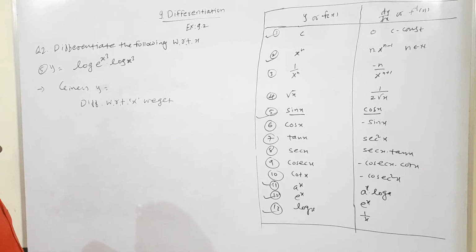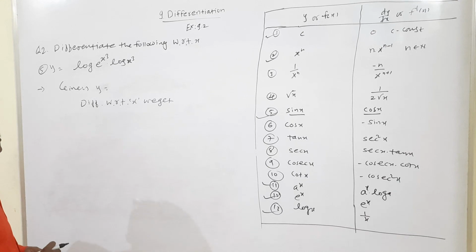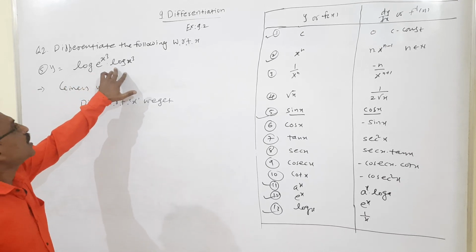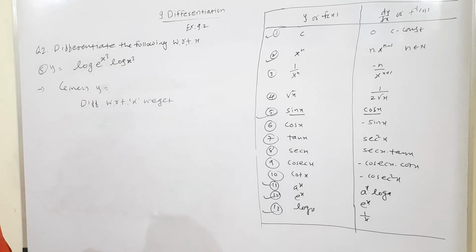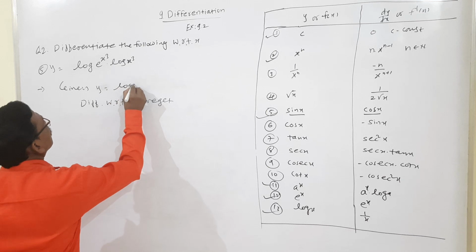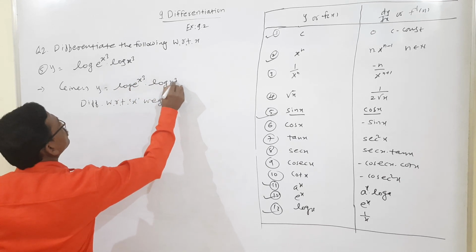And the next and last example, number 5 of this question number 2: log e to the power x cube, and log x cube here. So given: log e to the power x cube into log of x cube.